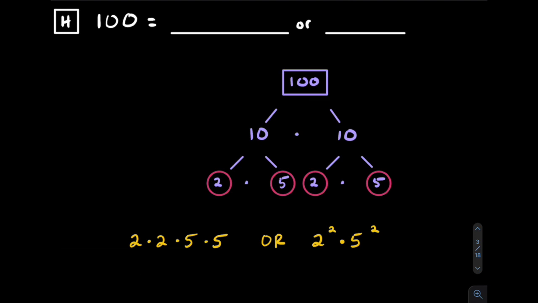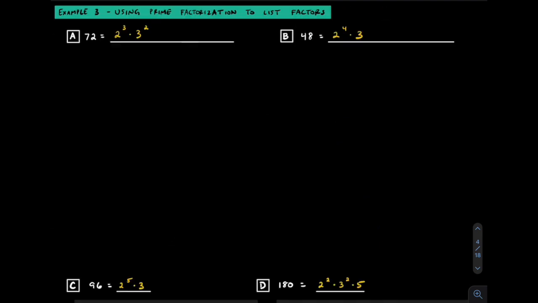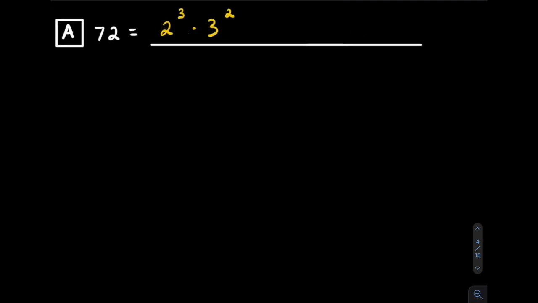Let's try one last one of these together. Find the prime factorization for 100. The prime factorization for 100 is 2 times 2 times 5 times 5, and you can say this is 2 to the 2nd power times 5 to the 2nd power. Here in example 3, we're going to use the prime factorization to try and list all the factors of a given number. Let's try a couple together here.